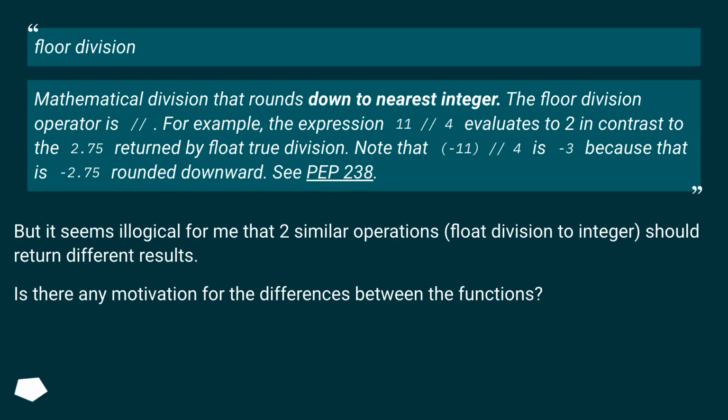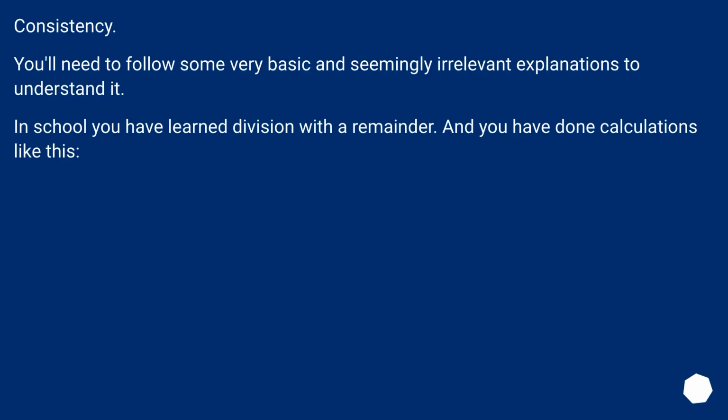But it seems illogical to me that two similar operations, float division to integer, should return different results. Is there any motivation for the differences between the functions? Consistency. You'll need to follow some very basic and seemingly irrelevant explanations to understand it.